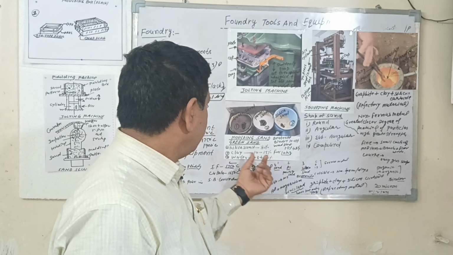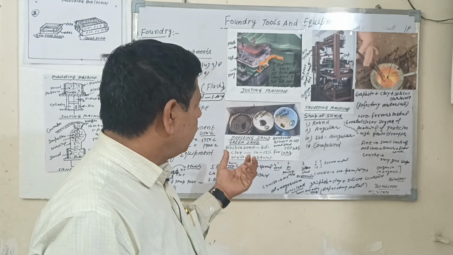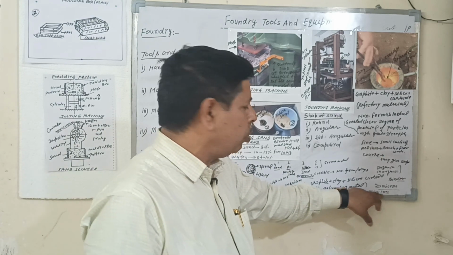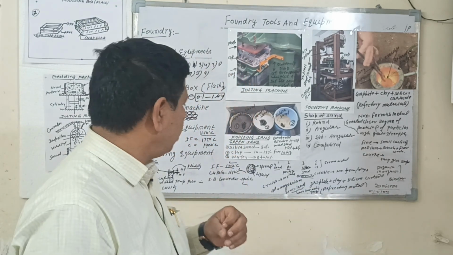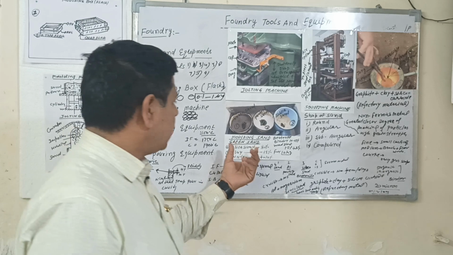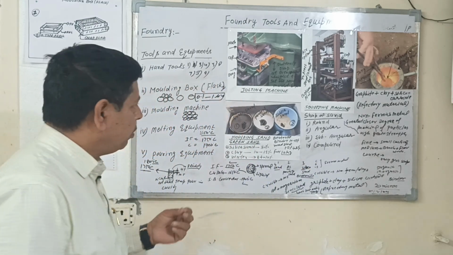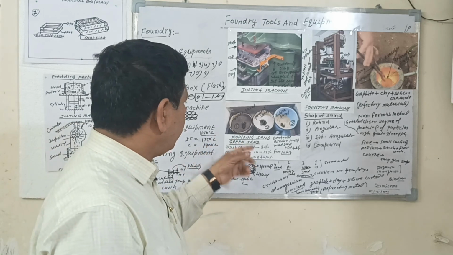The clay. This is the clay. The clay is available in the market in the form of 0.1 to 1 micron. The size of the silica sand is 20 micron.